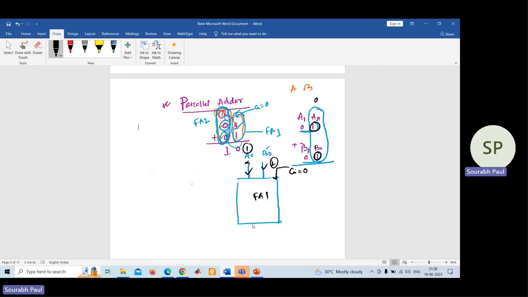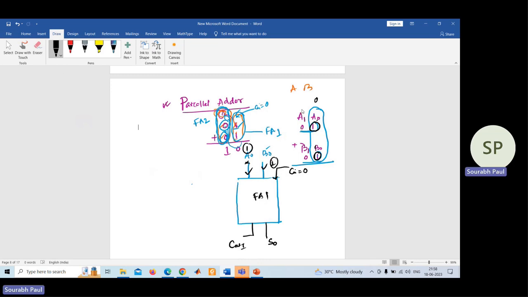So in a full adder, how many outputs will be there? 2 outputs will be there. One is sum, another one is carry. So carry out 1, we can write C out 1. This is a carry out. Okay, this is carry out 1. The suffix 1 indicates carry out 1.